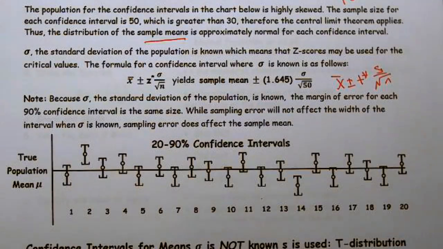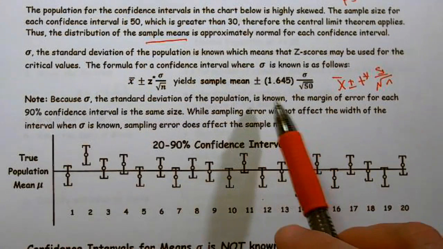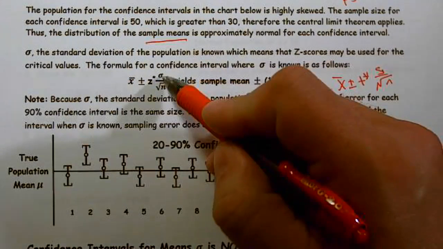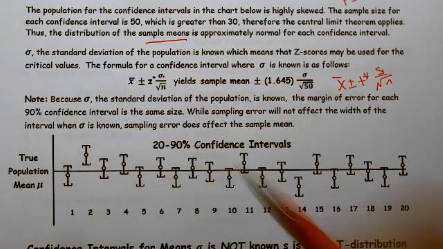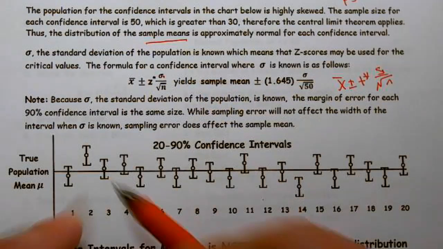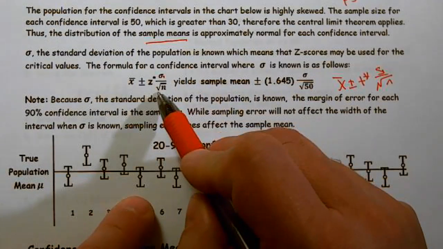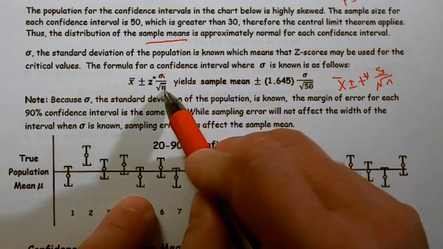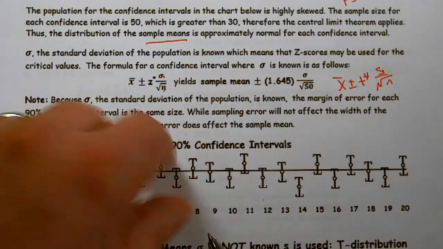All right. So here's the thing. Because we know the population standard deviation, it will never vary, and all of our intervals are going to be exactly the same size if we have a sample size of 50. So this number's not changing, that number's not changing, and we set that to be 50. So every interval has the same width.